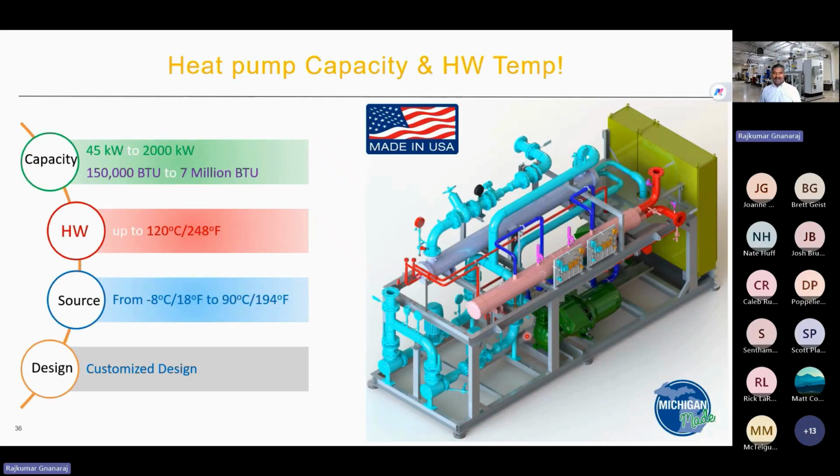So the final slide. We manufacture heat pumps. The smallest capacity is 150,000 BTUs. The maximum is 7 million BTUs of heating capacity. We manufacture heat pumps which can make hot water all the way up to 248 degrees Fahrenheit. We make all custom-built heat pumps. You define the capacity, you define the part load condition, you define the dimension. We will try to accommodate everything within one skid and supply to the site. And we make these heat pumps in Michigan. That's all I have from my side. If you have any questions, I can answer them.